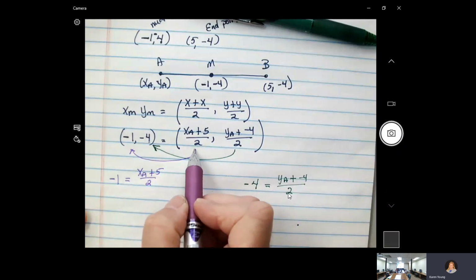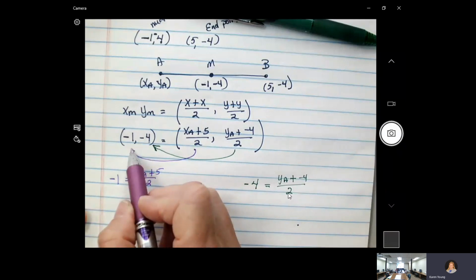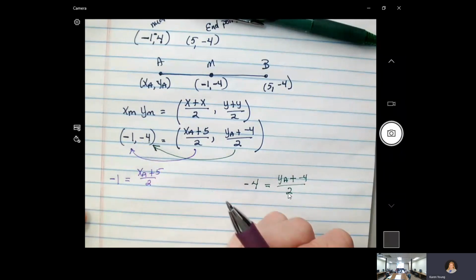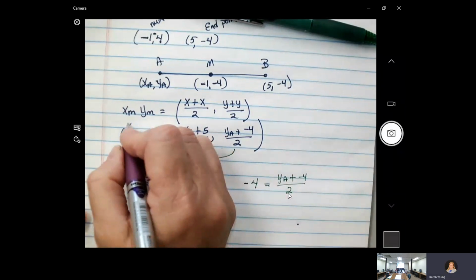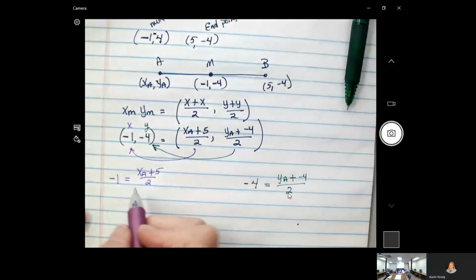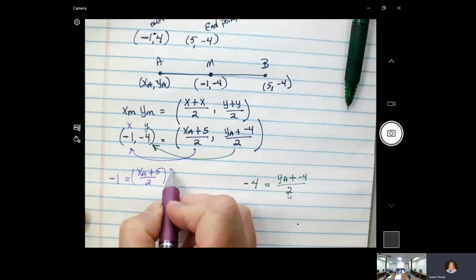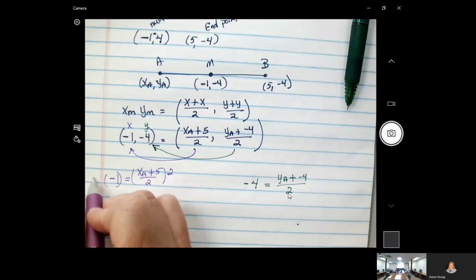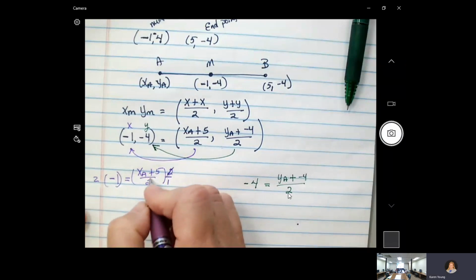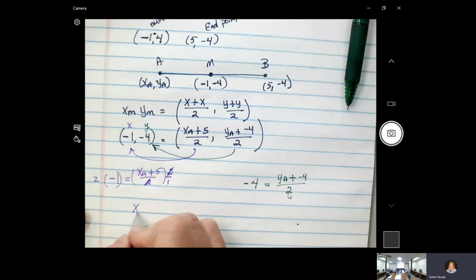This tells me that I'm just taking my x and putting it equal to x, and then my y equals y, because this one's x and this one's y. So then I'm going to multiply both sides by 2, same thing as multiplying by 2 over 1, so that my 2's cancel. And I have xa plus 5.